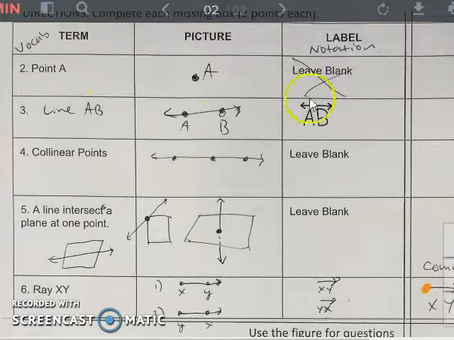For question number 3, your hint is this label or notation. Notice how it has 2 arrows. That lets me know that it is a line. You must put those letters there, A and B, so it's line A, B. If you wrote line segment, I gave you a 0 over here. If you just wrote the word line and not A, B, I gave you 1 out of 2.